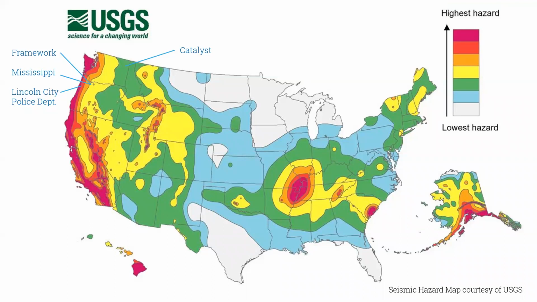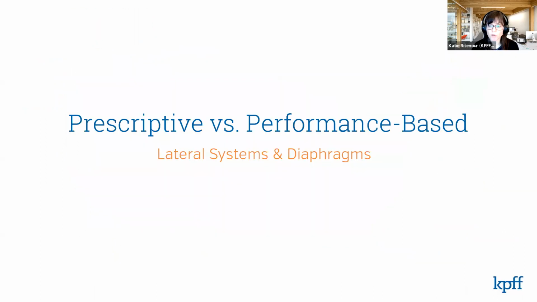Thank you. The Catalyst is in a low seismic region, which is in the northeast of Washington State, and Framework, Mississippi, and Lincoln City are either in the Portland area or on the Oregon coast, so in a high seismic region. Now I'm going to walk through some of the prescriptive and performance-based lateral system options we have available to us as designers.